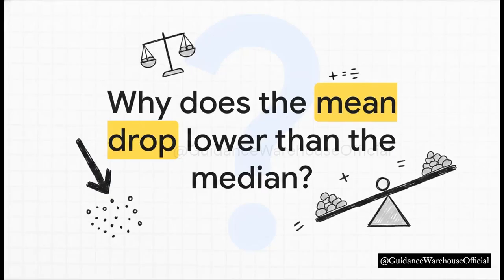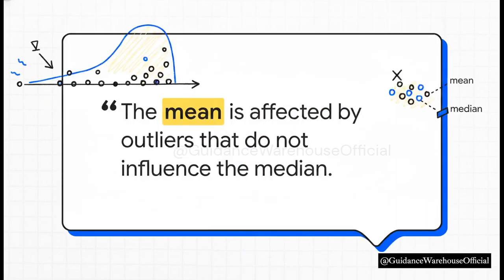Now you might be asking yourself, why does this happen? Why does the mean drop so much lower than the median here? Take a second and really think about the math behind an average. Well, it comes down to this. The mean is affected by outliers that just do not influence the median. Because calculating a mean has to include every single value, those few extreme low numbers way out in that left tail drag the whole average down. The median, it just finds the physical middle of the lineup, so it stubbornly stays near the main cluster.